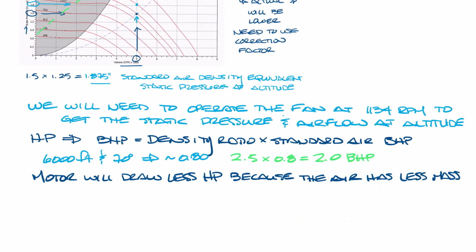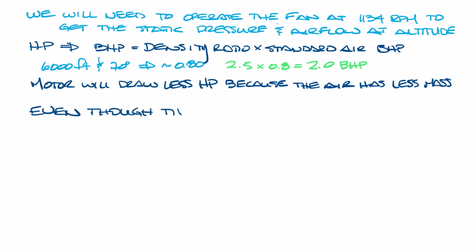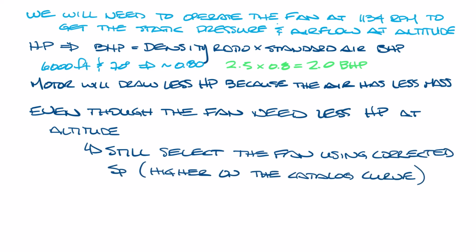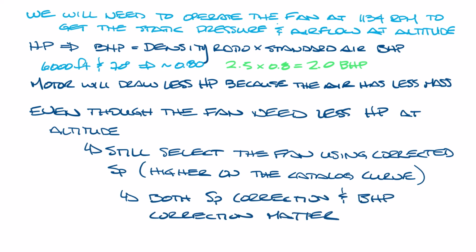Let's move this up a little. So even though the fan needs less horsepower at altitude, you must still select the fan using the corrected static pressure, which is higher on the catalog curve. And that's why both the static pressure correction and the brake horsepower correction matter. Let me make some more room.